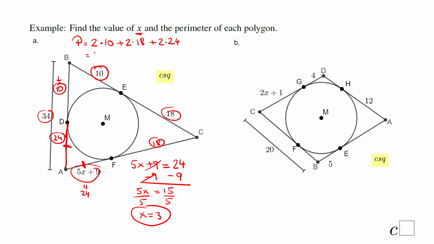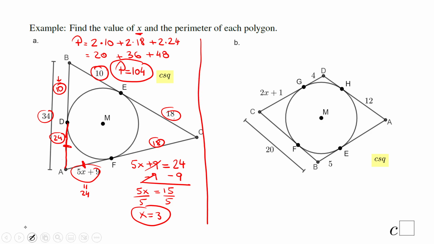So we have 20, 36, 20 plus 36 plus 48. Let's see how much that is. 20 plus 36 plus 48. That will be 56 plus 48, 104 units. And that's part A.